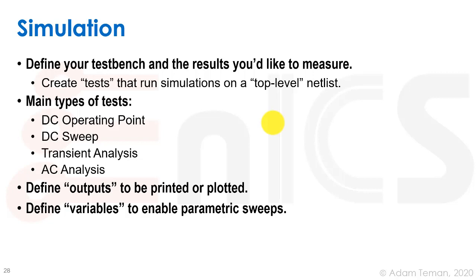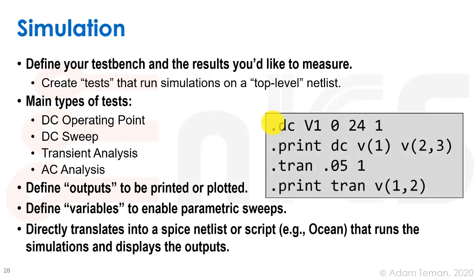What we're going to do also is define the outputs that we want to print or plot, and we're going to define variables that can enable us to do parametric sweeps around that. These things also are translated into a netlist. So in SPICE, the test bench and the analysis and everything is in the same file or the same format as we define the schematic.